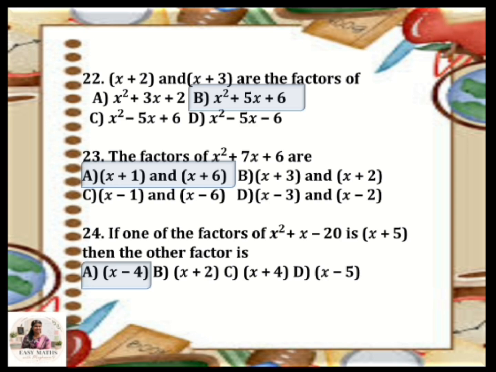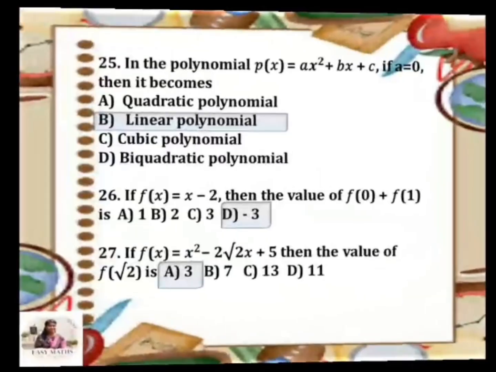Question number 24. If one of the factors of x square plus x minus 20 is x plus 5, then the other factor is. Here again you have to use the factorization method, that is, multiplying the first term and the last term. If you split, the multiplied numbers should be obtained, and the split should give the middle number. One term is x plus 5 and the other term you are getting is x minus 4. So for question numbers 22, 23 and 24 you have to use the factorization method, or the splitting the middle term method. Then you are getting the factors.